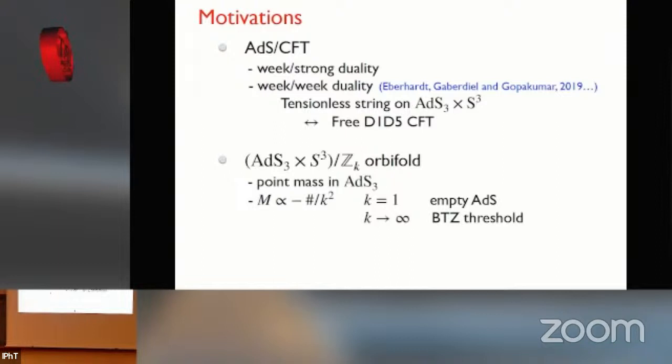A very natural background to consider is the AdS3 cross S3 Z_k orbifold. It is very interesting, and kind of simple. It's like putting a point mass in AdS3. If you compute the ADM mass of this system, we have this parameter k. When k is 1, it corresponds to empty AdS, with no orbifold at all. If k approaches infinity, we approach the BTZ black hole from below, so the mass is negative. We approach the zero mass from the bottom.